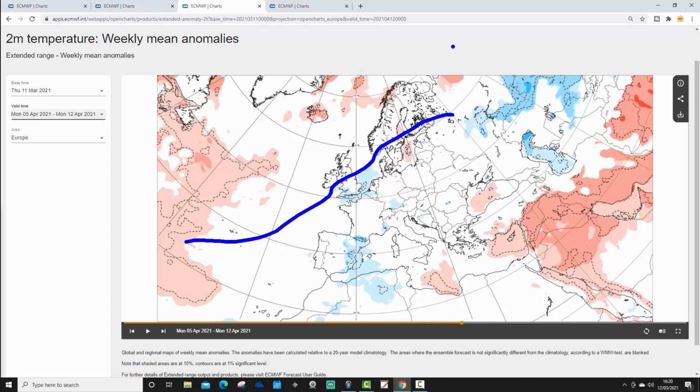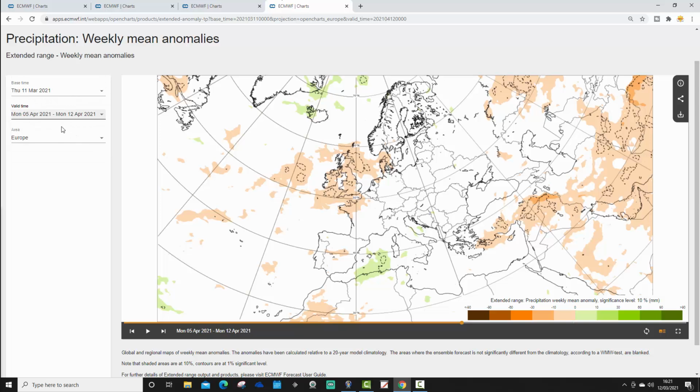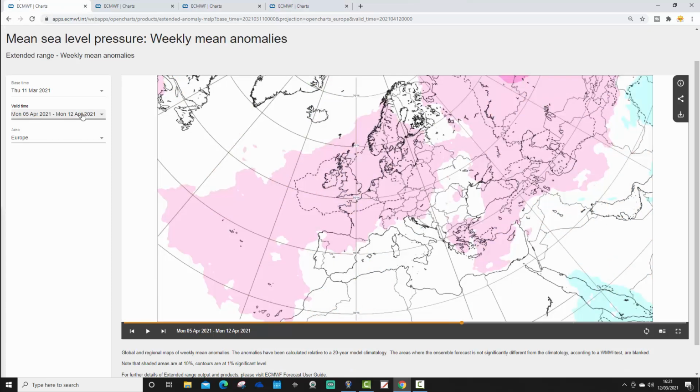Maybe hints at being a little bit milder through the North Atlantic. Still a bit on the cool side, if anything, in the southeastern parts of the country, perhaps from a bit of an easterly flow. And the week for precipitation anomaly looks drier. It's a drier week under that ridge. Yes, going to drive an average for Ireland and the UK in week 4. Right, that's that one done.